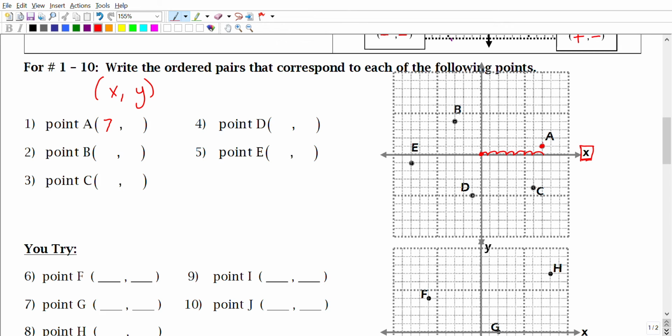And I'm also going up 1. Okay? So because I went up 1, that means I have a positive y value of 1. And that's it. We've officially written down our first ordered pair.